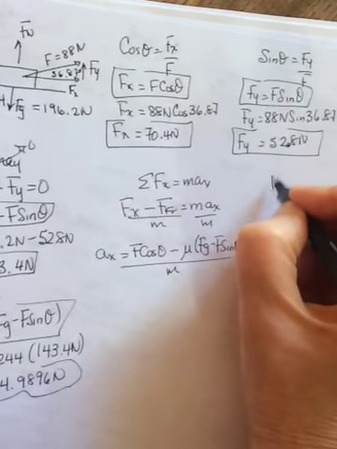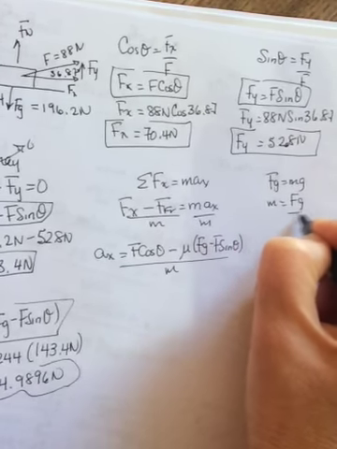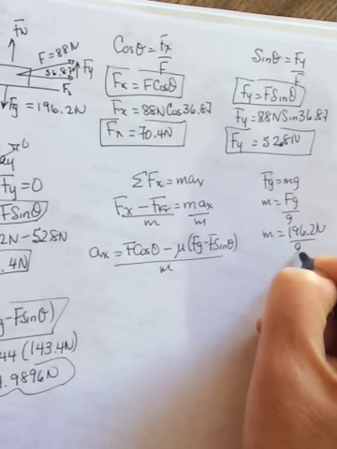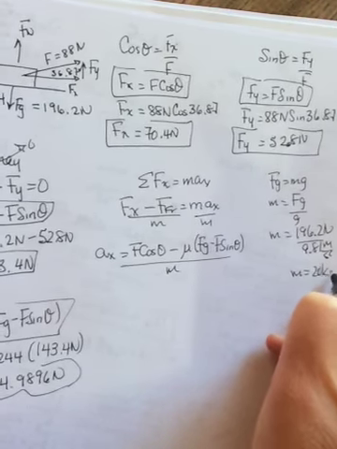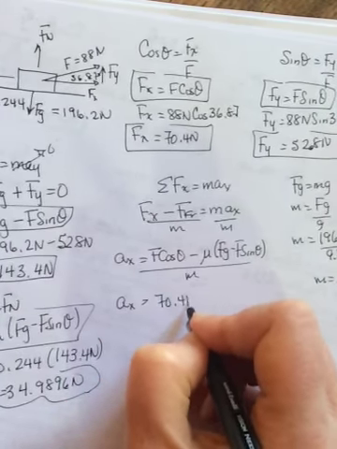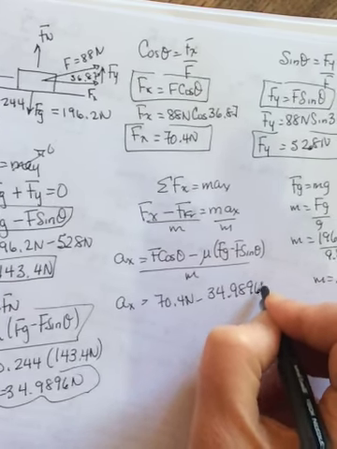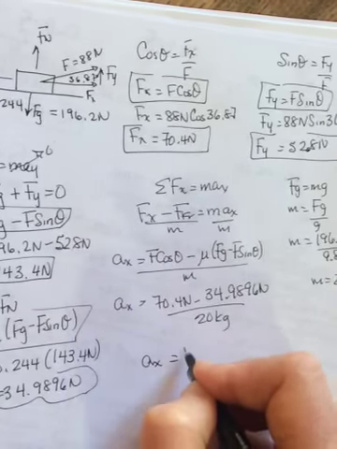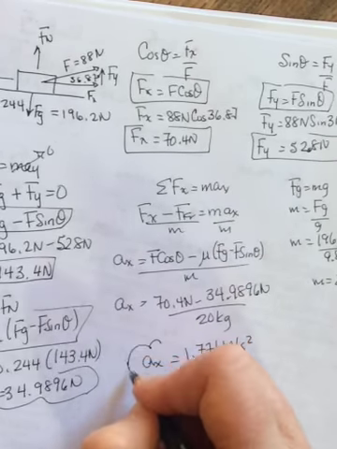And now our m we can get from Fg equals mg. So m is equal to Fg over g, so m is equal to 196.2 newtons over 9.81 meters per second squared. So our mass is 20 kilograms. So now I can fill in my numbers. We found above 70.4 newtons minus 34.9896 newtons divided by 20 kilograms. And when you do this, you should get 1.771 meters per second squared.